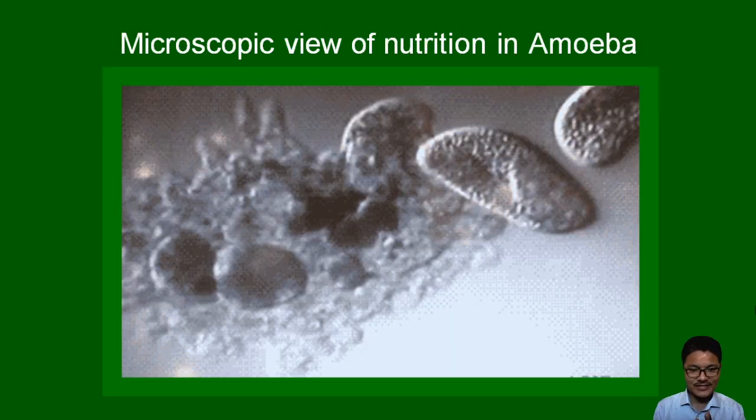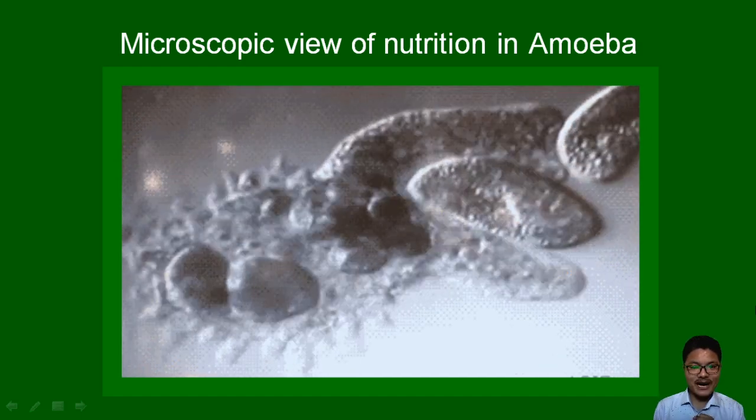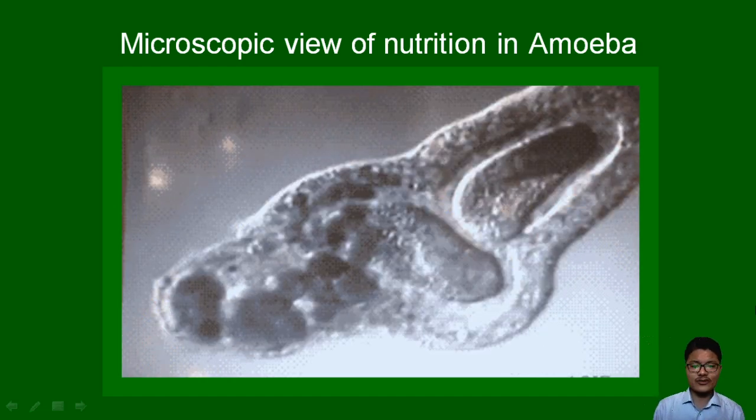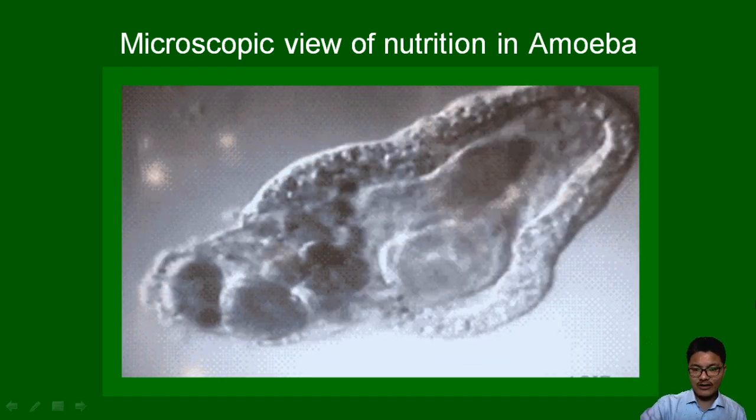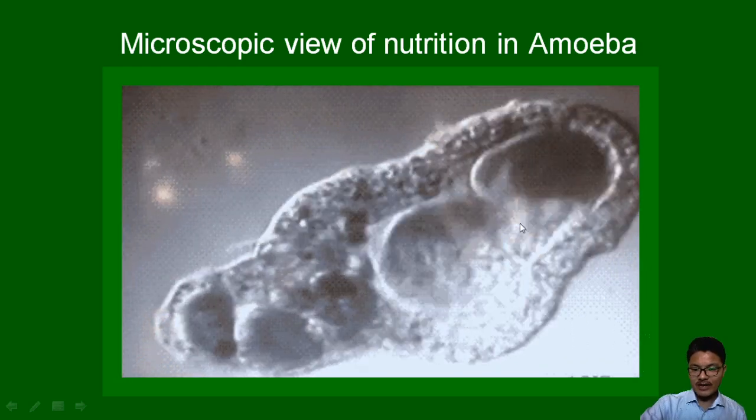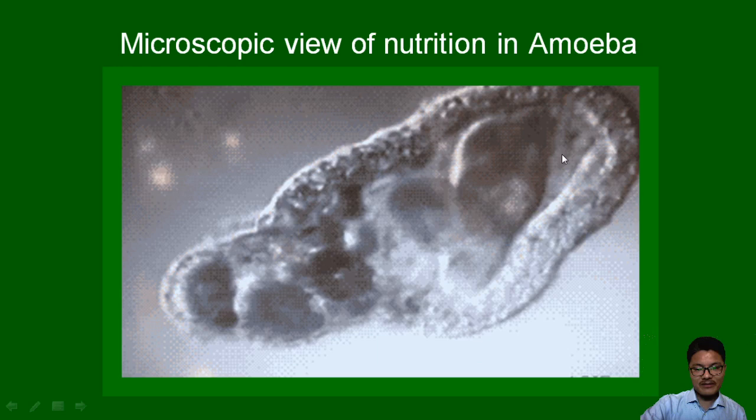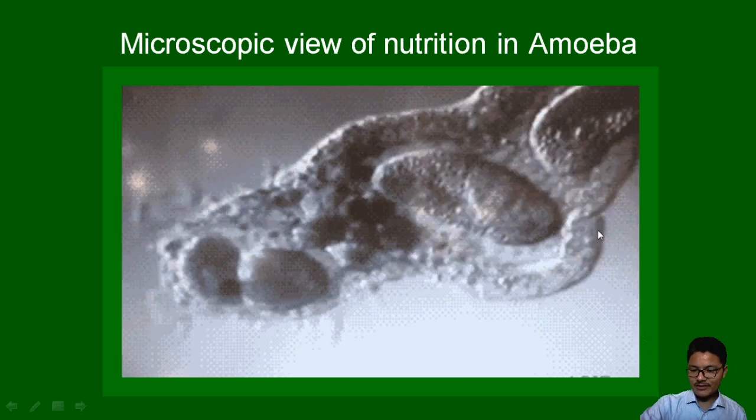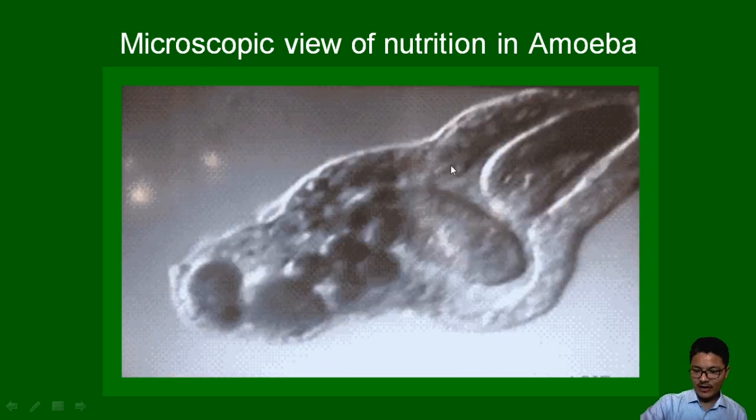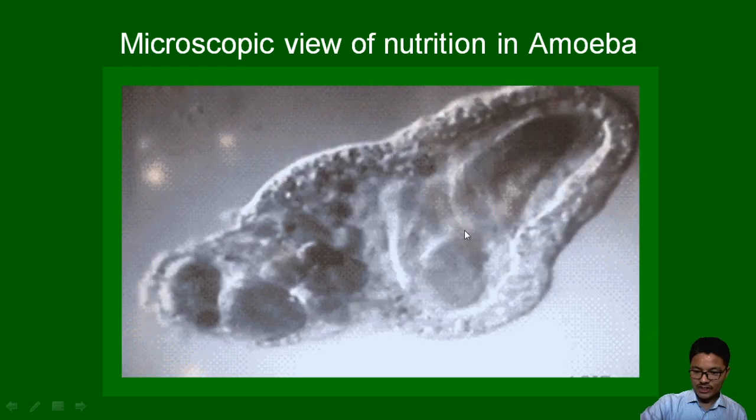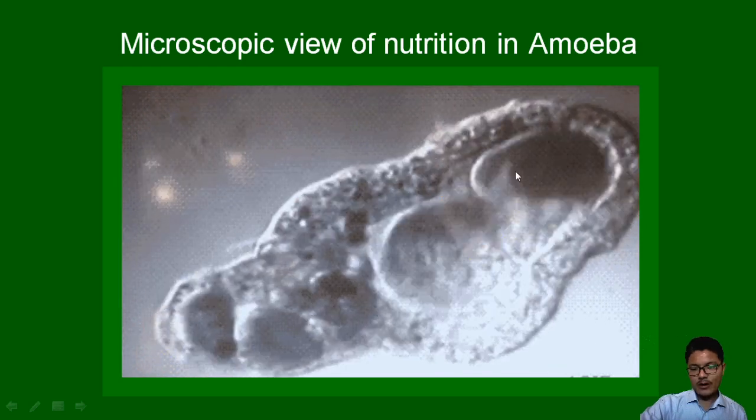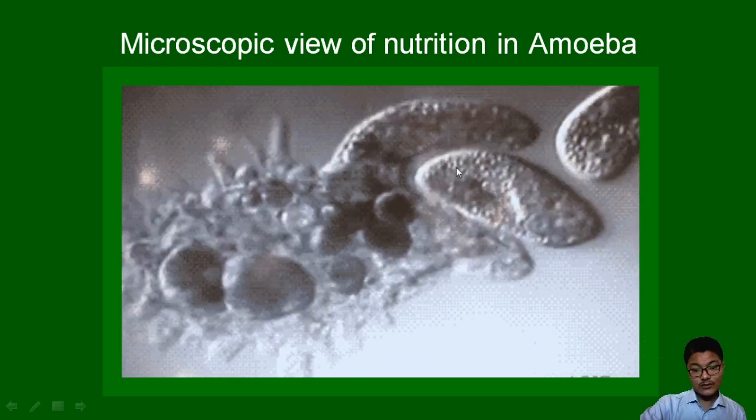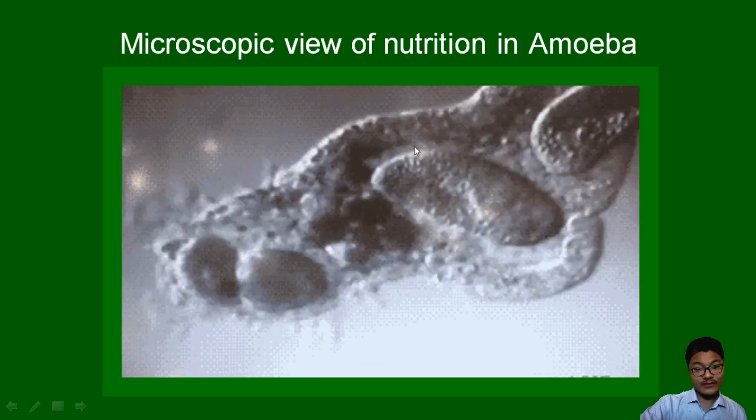Now let's try to understand the big picture of amoeba and its nutrition. This is a microscopic image showing nutrition in amoeba. You can see amoeba being a predator. It preys on smaller organisms, with extension of cytoplasm and formation of a food vacuole. Now the ingested prey, the smaller organism, will be digested and used for deriving energy, for carrying out life in amoeba.